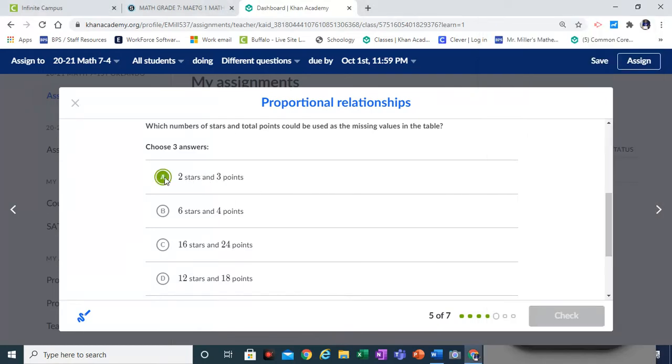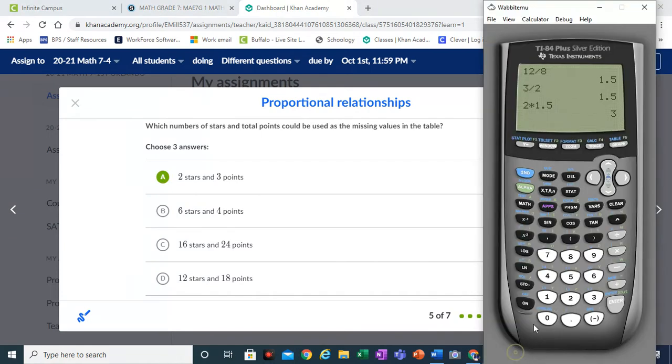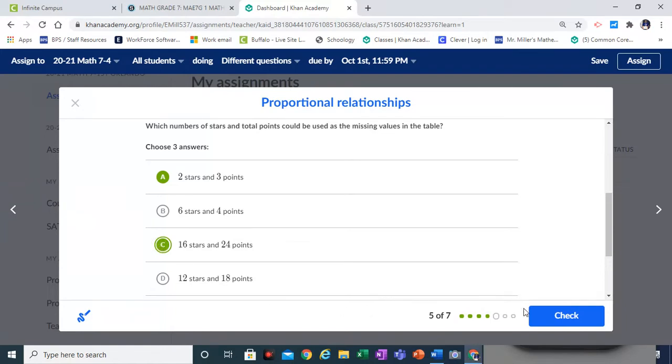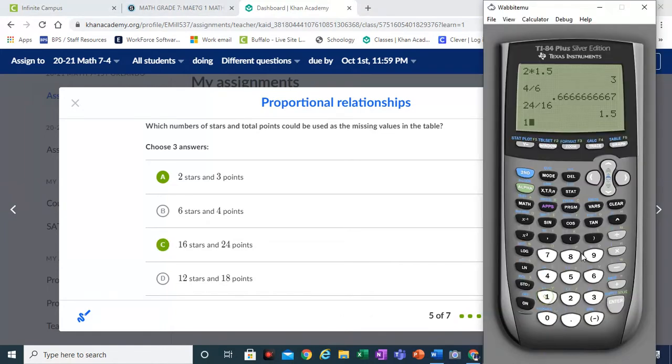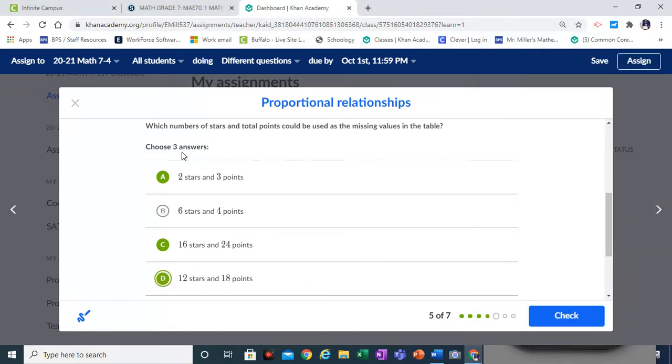So one of our answers is A. Let's do points per star. Points per star would mean 4 divided by 6, 24 divided by 16. There's another answer. 18 divided by 12. And there's our third answer. Three answers.